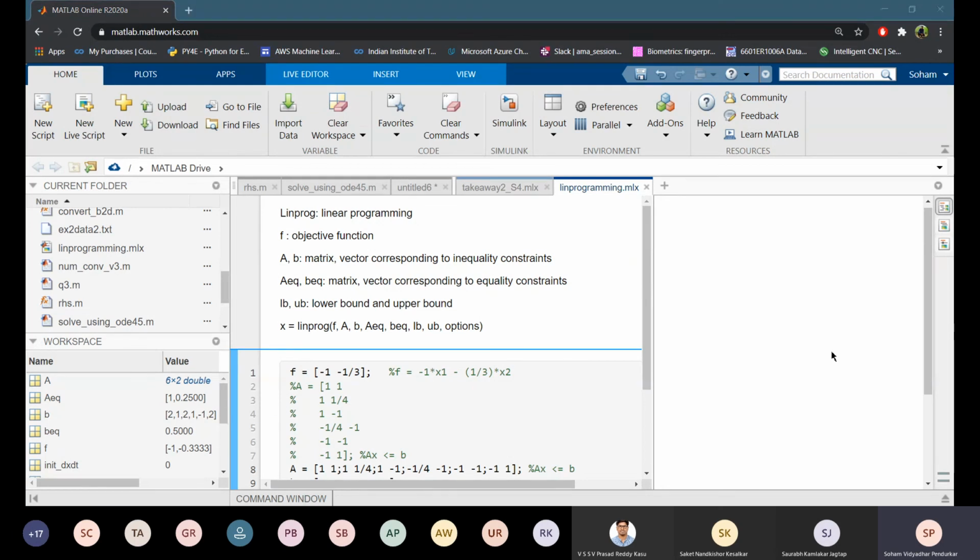So I think that's it from me. Akhila and Suraj, what do you think? Do you have anything to tell? Anybody having any doubts, they can clarify it now.